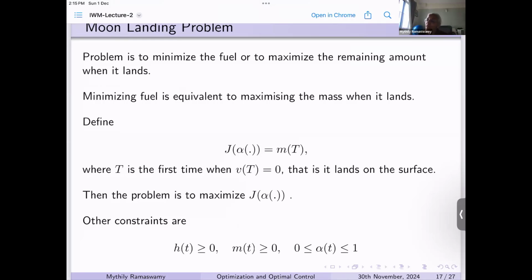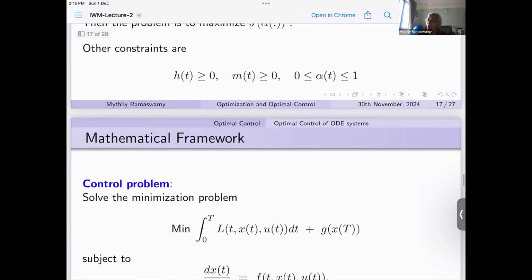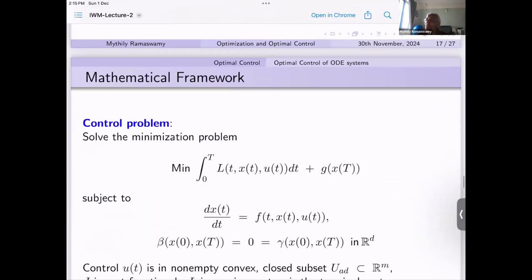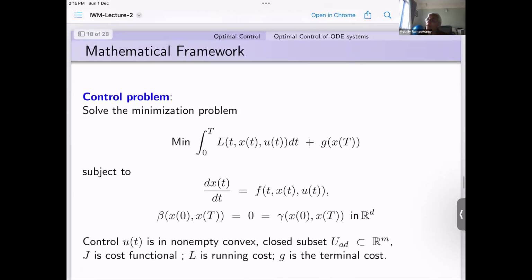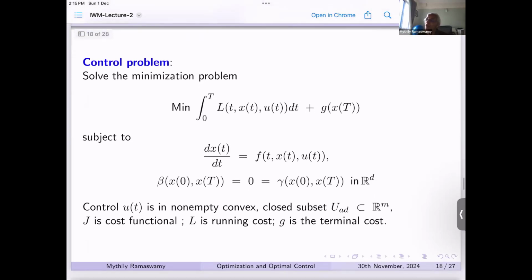So that is, again, you have to find what is the minimum. You have to write it in terms of the integral, and then okay. So the control problem in general, I'll put it in the framework like this. We are looking for the minimum of the integral of L of t, x(t), u(t) plus g of x(T), subject to this differential equation with the dynamics f, and with certain mixed boundary conditions at 0 and T, and the control u(t) is in a non-empty convex closed subset.